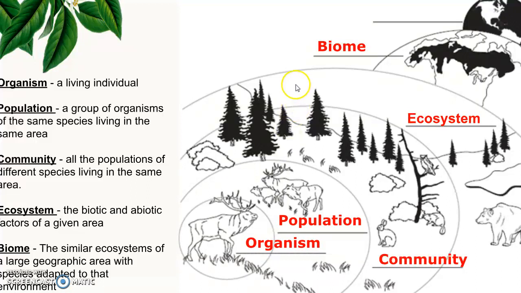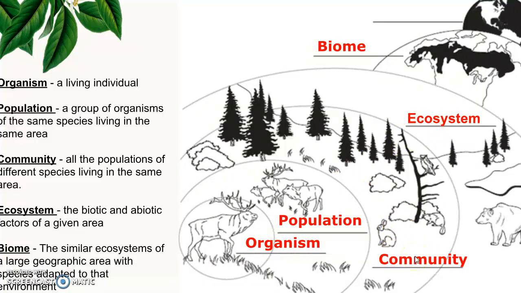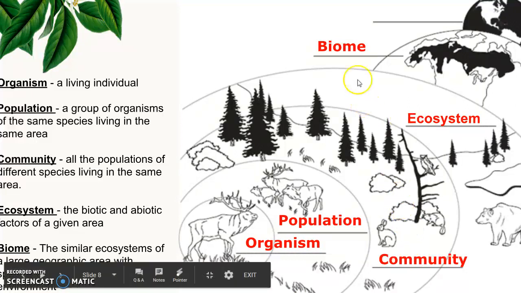So those are the kind of 5 main terms that you need to know how to define, and you're going to make sure that you include these terms in your project. You're going to be looking at an ecosystem. You're going to look at the community that your species lives in, and you're going to tell me what biome your ecosystem is found in.